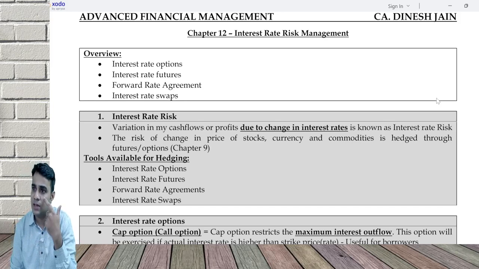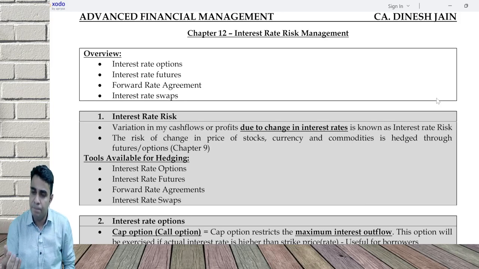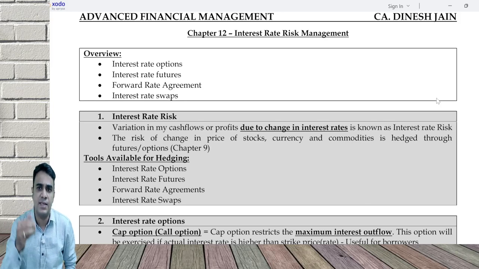You will have to just imagine the structure or the importance of the chapter. Variation in my cash flow due to changes in interest rates. For example, I've taken a housing loan. My salary income is fixed. I was paying an EMI of 40,000 per month. Suddenly RBI increases interest rates. My EMI starts going up. I get impacted.